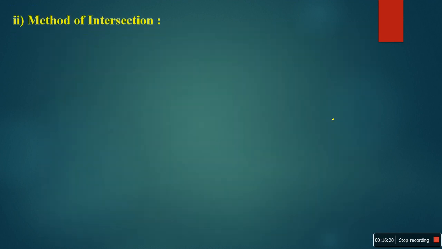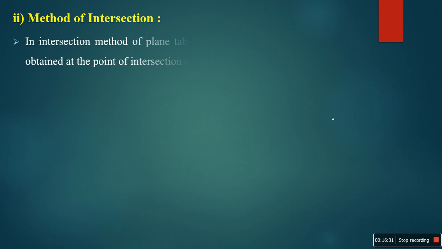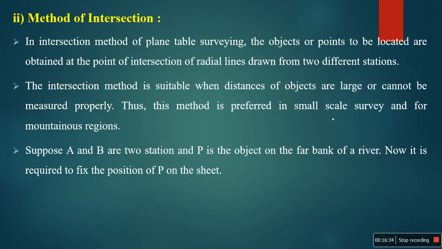The next one is the method of intersection. Here, the main intention of conducting this method is to locate points by using radial lines. This method is mainly used whenever the objects are large, or it is not possible to measure the distance from the instrument to the object. In that condition we go with the method of intersection.